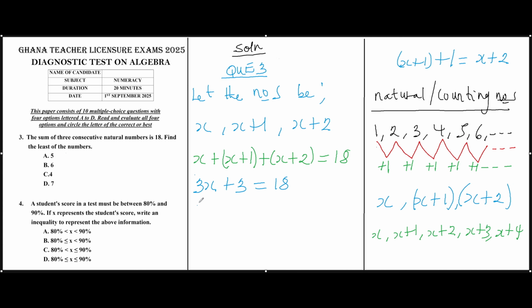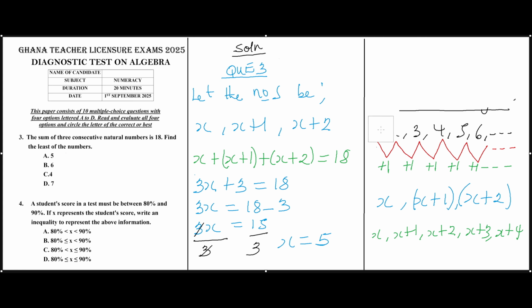You can group like terms. So we have 3x is equal to 18 minus 3. So 3x equals 18 minus 3, that is 15. Because we are looking for x, we divide both sides by 3. So the 3 will cancel out, leaving x as 5, because 15 divided by 3 is 5.